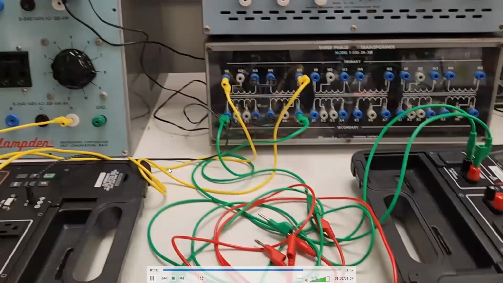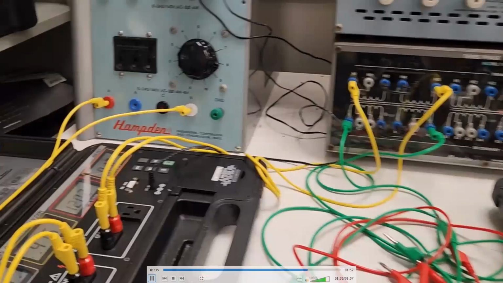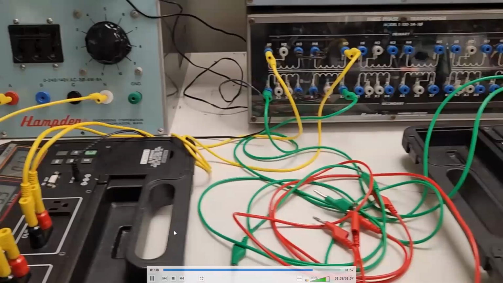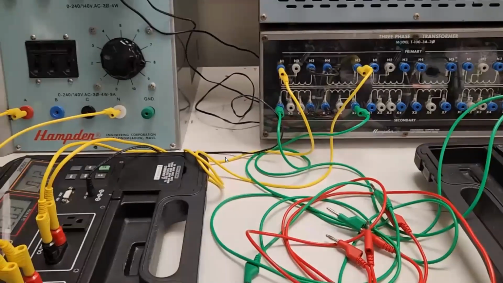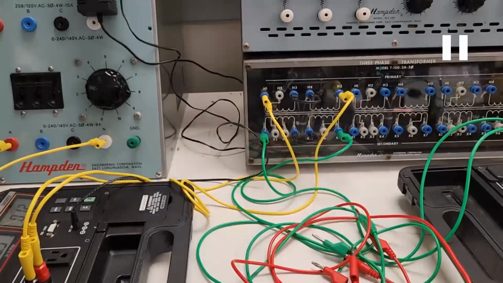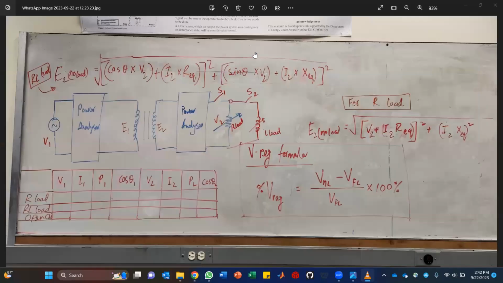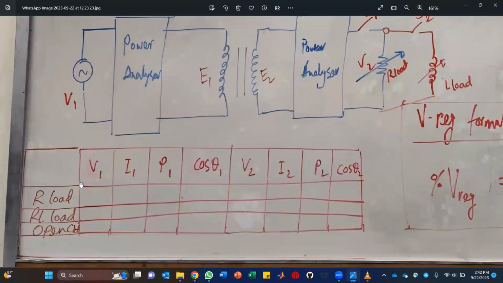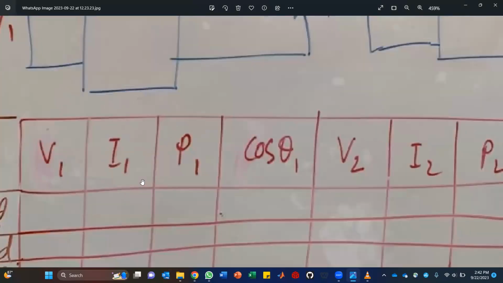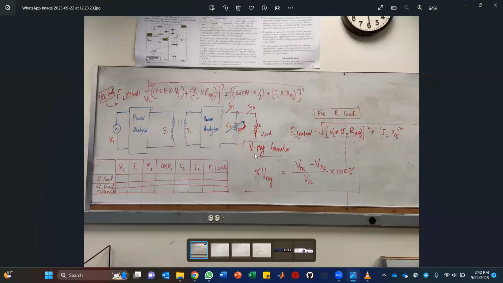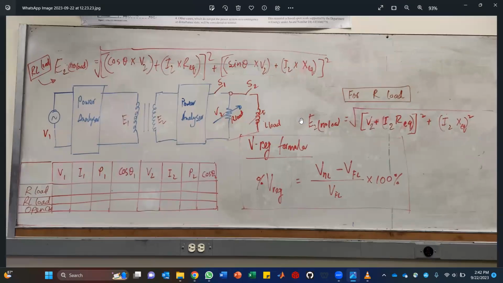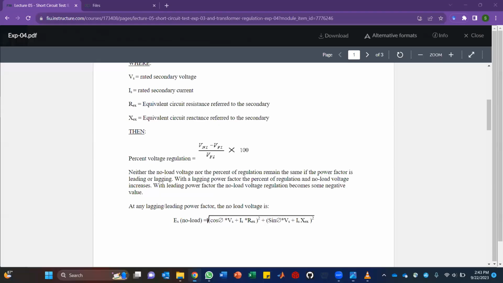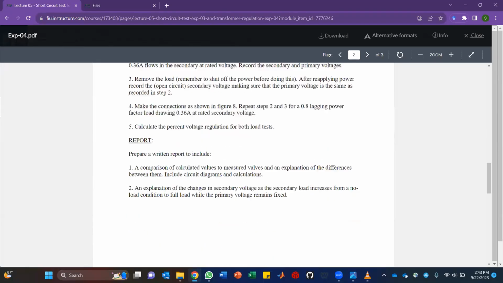Thank you so much. Okay, so we'll use these measured values to calculate. I already told you about the equations, so we'll use them too. We're gonna use that information to make a table like this one, and we'll calculate voltage regulation, and compare the results for E2. We'll do some error analysis. So let's go back to the lecture.